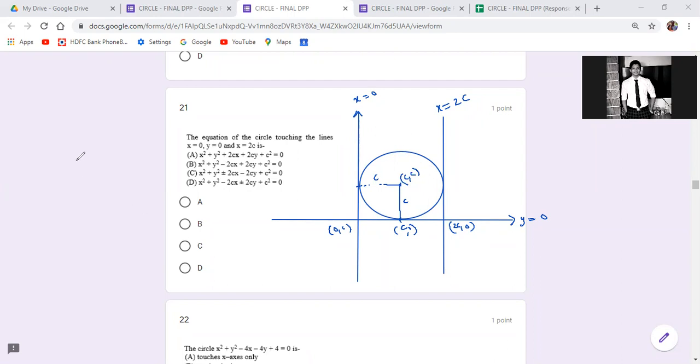So what will be the equation of the circle? x minus c the whole square plus y minus c the whole square, radius also c. So when you expand, x square plus y square minus 2cx minus 2cy plus c square equals 0.